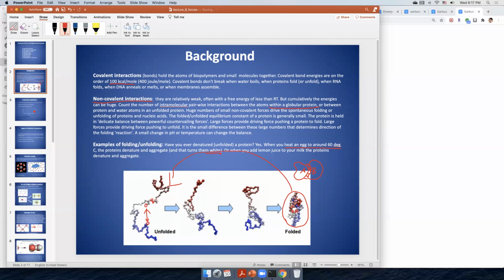Or another way is if you add some lemon juice into milk, then the proteins in your milk will be denatured and aggregated. And you can see a lot of white stuff in the milk, and it seems like the milk is separated from water. So that's another example of denaturing a protein.